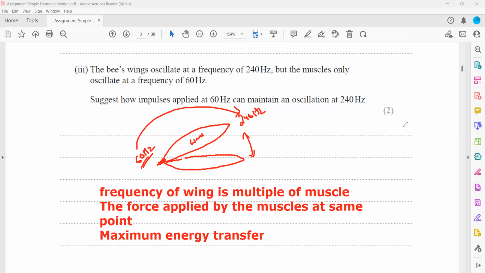The idea is like a swing vibrating to and fro: every time you apply a force, you increase the vibration of the swing. When it returns back, you push. Then it returns back, you push. This is what is happening here. When the wing returns to its original position, the muscle pushes it again. So the muscle is applying more force every time, and as a result maximum energy is transferred. The wing will vibrate with a higher frequency than that of the muscle.